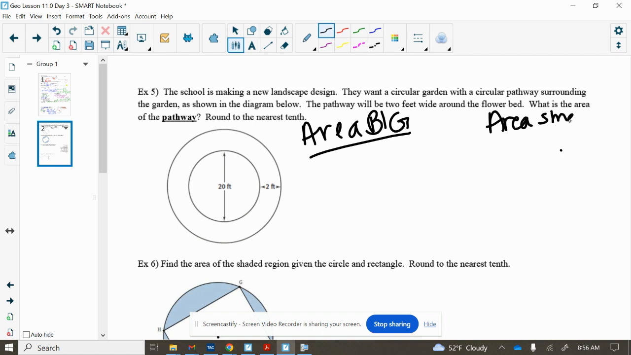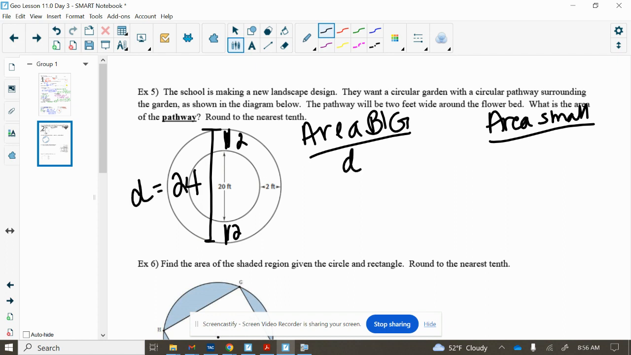So we want to take the area of the big circle and subtract away the area of the small. If we think about this big total circle, again, we know each of these are 2 feet. So if we take 2 feet, 2 feet, and the 20 that we had before, we have a total here of 24 feet, which is our diameter. However, we know that in order to find the area, we need the radius. So we'll be using 12 on that one. And our total area then is pi times that radius value squared.